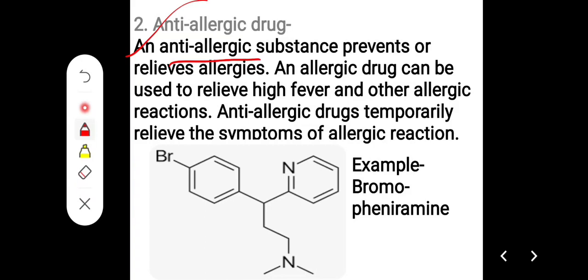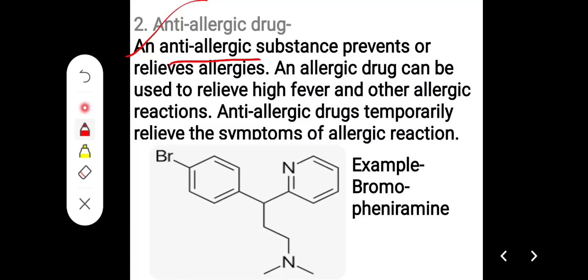Sometimes some people have allergy due to dust, due to mango, many types of allergies from food, from dust can be there. Sometimes the allergy is extreme and they get fever due to allergy. So this fever is also controlled by this anti-allergic substance. Allergy is reduced and this fever is also reduced, and other allergic reactions too.